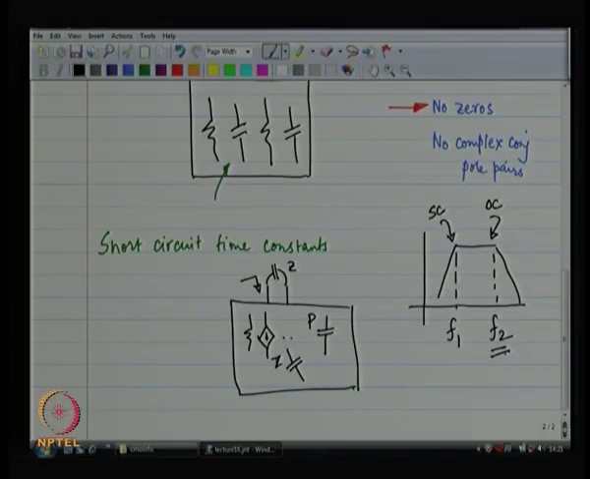So, you pull out all the pole contributing capacitors, find out the sum of the time constants, 1 by the total time constant will give you F2. You pull out all the 0 contributing capacitors, find out the total time constant, 1 by that time constant will give you F1. Okay. The proof of this is very similar to the proof of open circuit time constant, the earlier strategy. So, the proof is very similar.